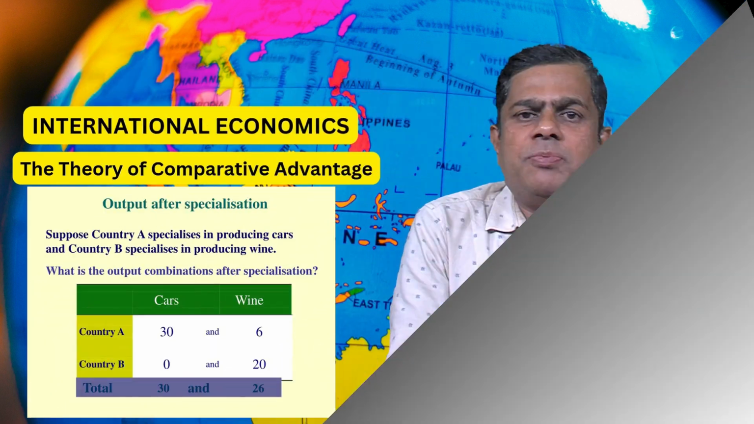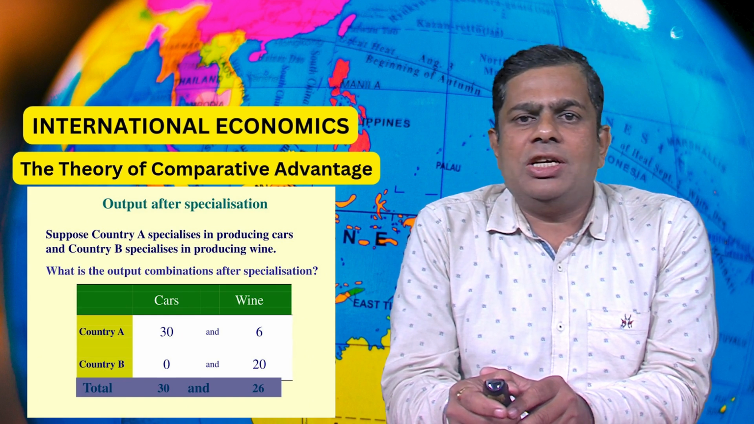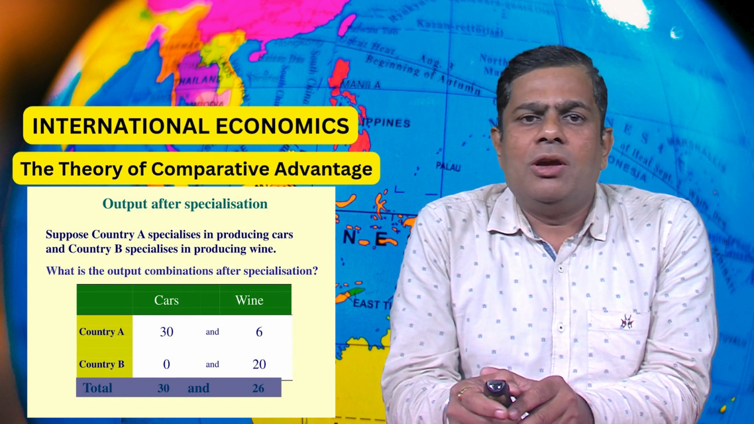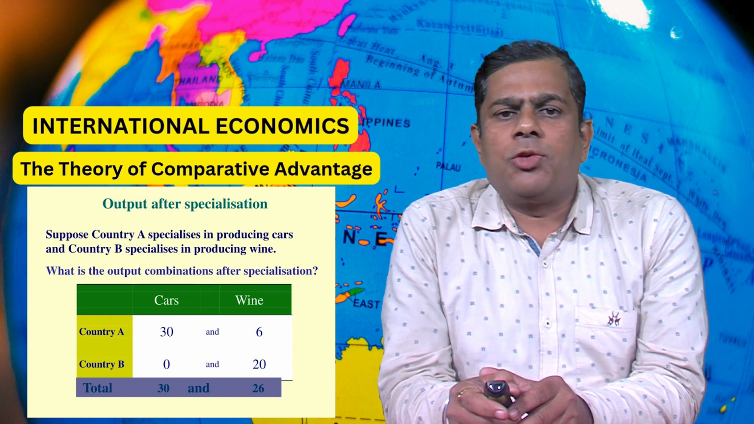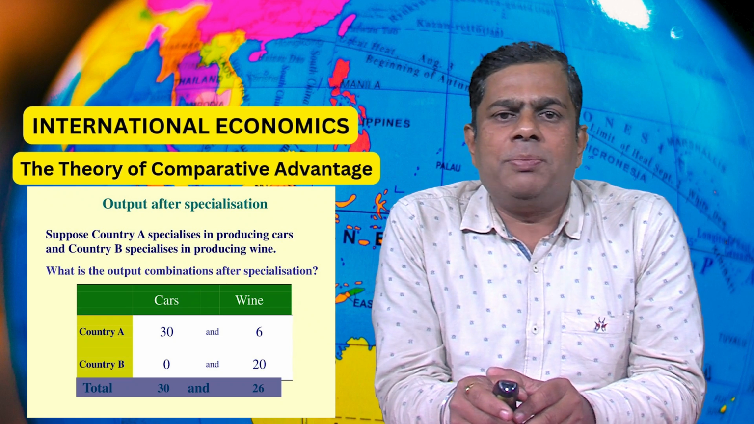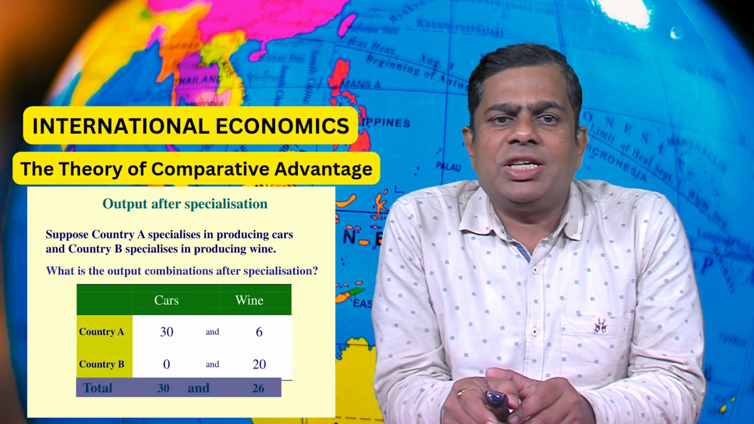Output after specialization. Suppose country A specializes in producing cars and country B specializes in producing wine. So what is the output combination after specialization? The output combination after specialization becomes, for cars 30, and for wine 26.